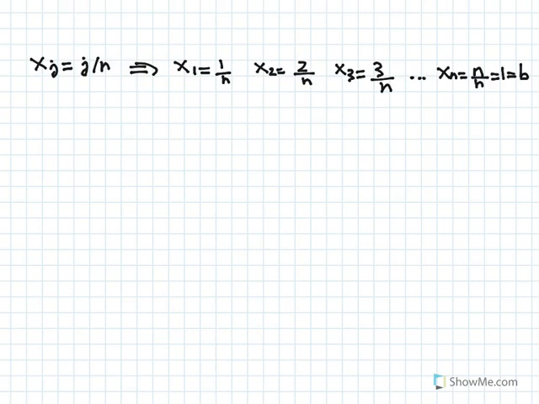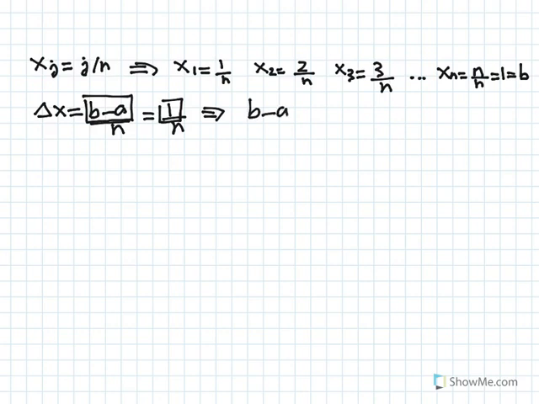That's the upper limit. Now, we know that delta x is b minus a over n, and that's equal to 1 over n. So what that means is that if we compare the numerators, b minus a, and compare that to the numerator 1, we get b minus a is equal to 1. But we already know that b is equal to 1. That implies that a is equal to 0.